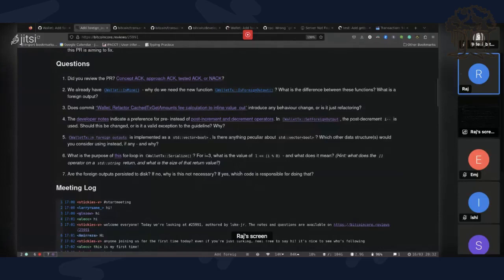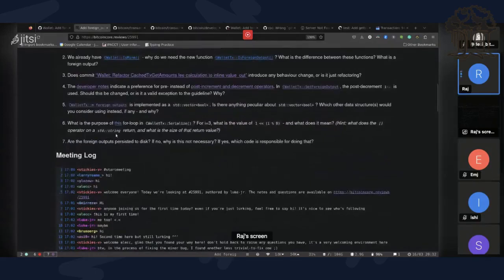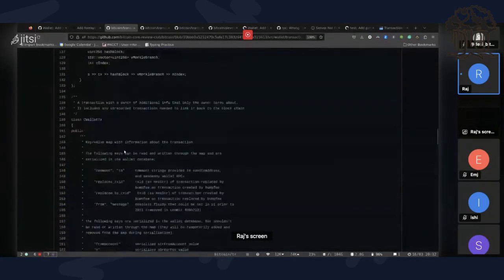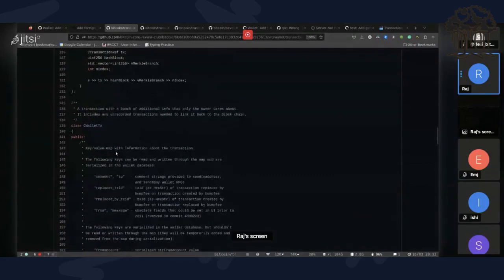This one is amazing. What is the purpose of this loop in CWalletTx serialization, for i equals 3, values set to, and what does it mean? This is one weird loop, and it does something with the iterators, and it happens in the serialization of the CWalletTx. So this is a CWalletTx, a wallet transaction, the core structure of any wallet.